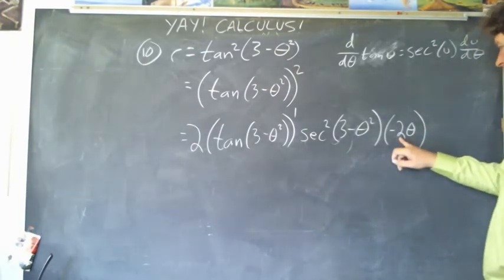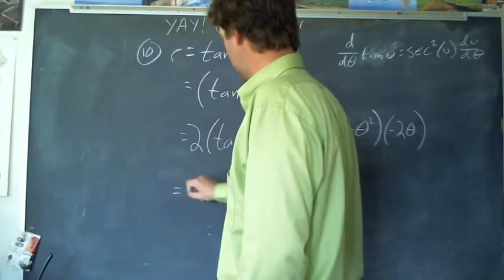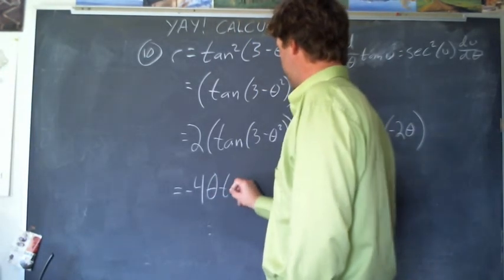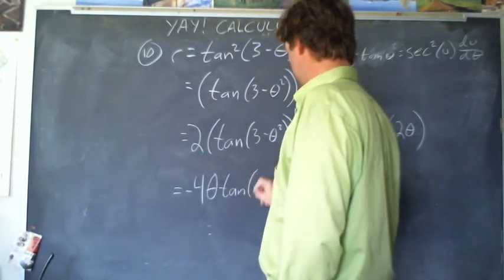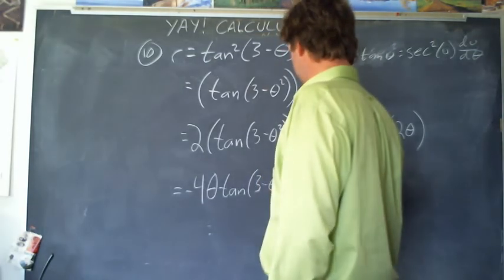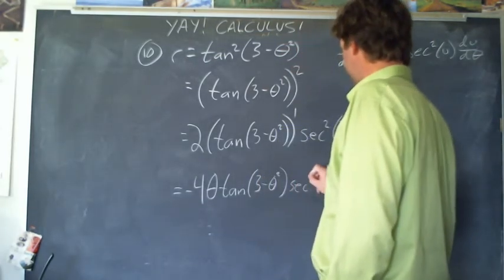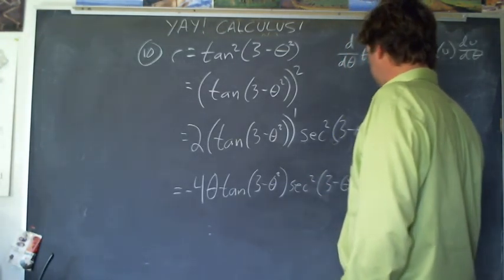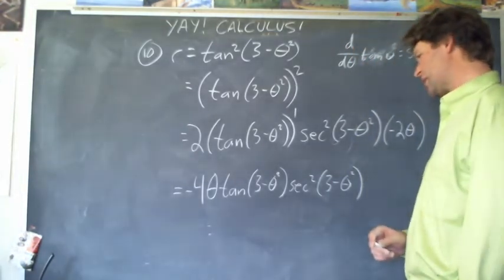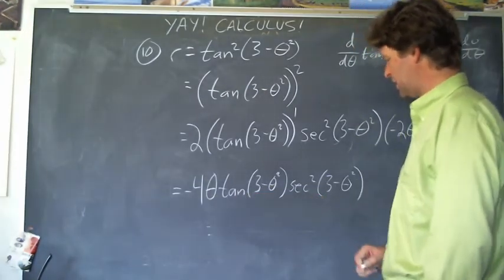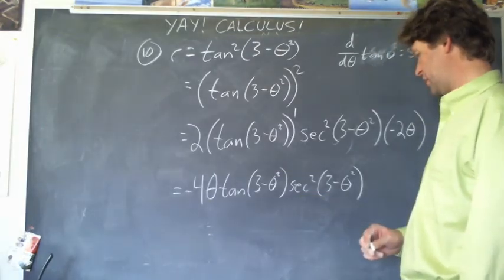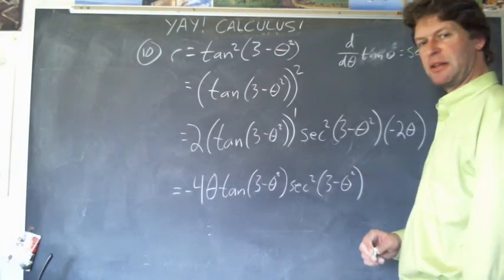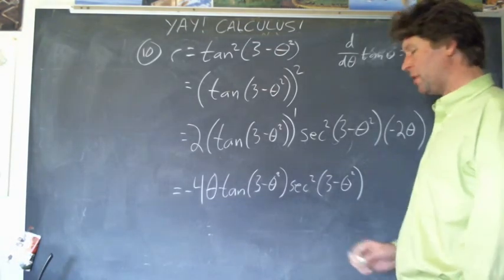Then we can just clean a bit. Negative 2 times 2, negative 4 theta, tangent of 3 minus theta squared times the secant squared 3 minus theta squared. I don't see any reason not to leave it like that. We do have a tangent and a secant sitting here. We know that secant squared is equal to 1 plus tangent squared. I don't see how that would make things any cleaner. But it would all be in tangent if we wished.